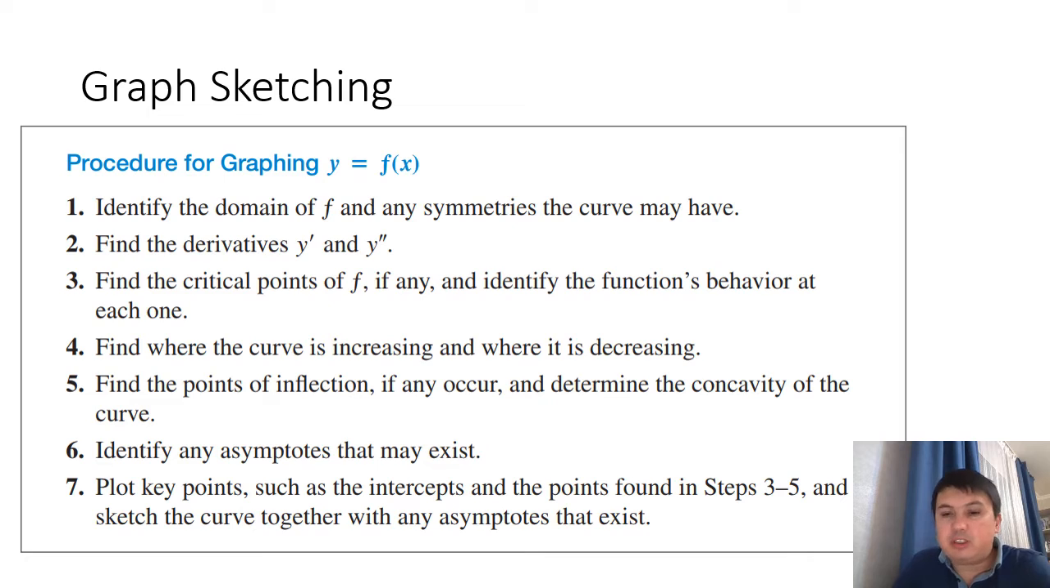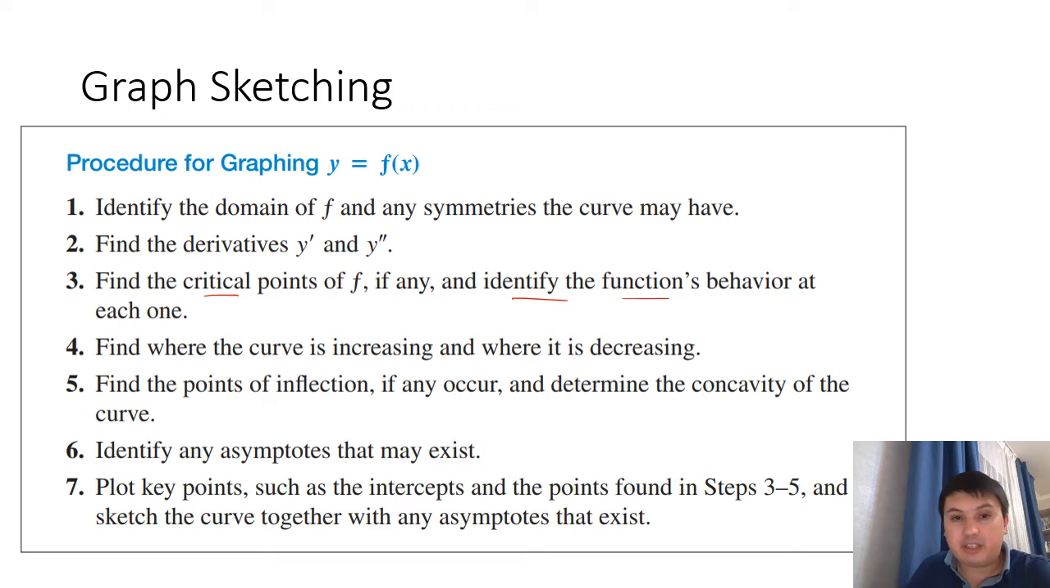So now we are more or less ready for graph sketching. So what is the procedure? First, you identify the domain of f, and whether there are any symmetries, like whether this is an even function, odd function, etc. And then you calculate your first derivative and second derivative, because we know that they give us useful information. Then from the first derivative, you can find the critical points, where the derivative is 0 or fails to exist, and then you find out whether these are local extrema, whether minimum, maximum, etc.